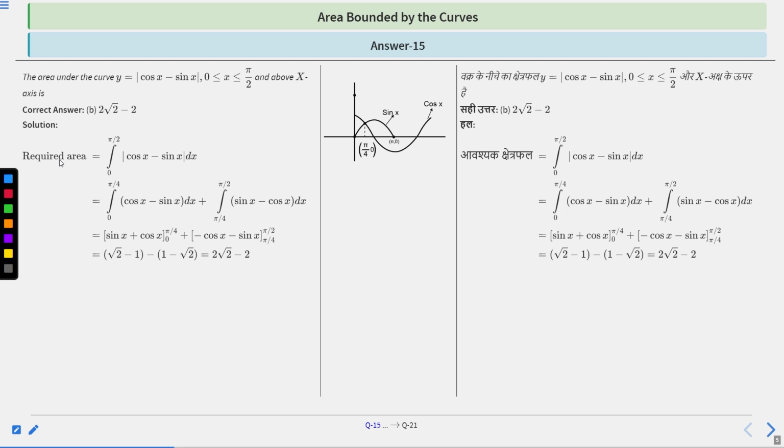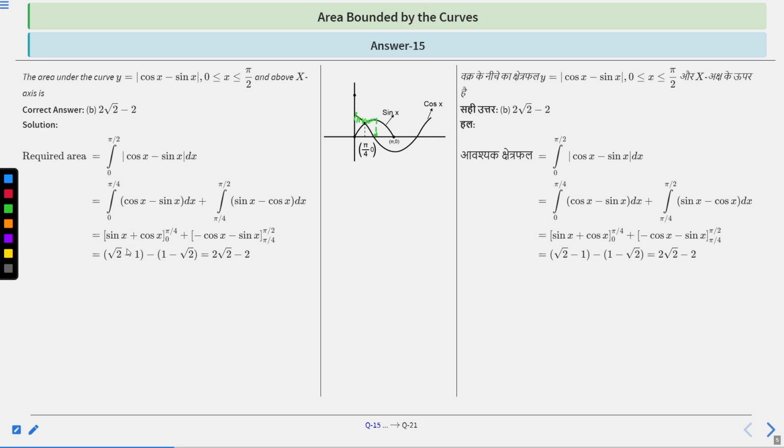As we have discussed, the area under the curve y is equal to mod cos x minus sin x. See the graph of sin x, see the graph of cos x. From 0 to pi by 4, cos x is greater, and from pi by 4 to pi by 2, you can see that sin x is greater. Clear? Therefore, the required area will be integration of 0 to pi by 2 mod of cos x minus sin x, which will be equal to integration of 0 to pi by 4 cos x minus sin x dx plus integration of pi by 4 to pi by 2 sin x minus cos x dx.